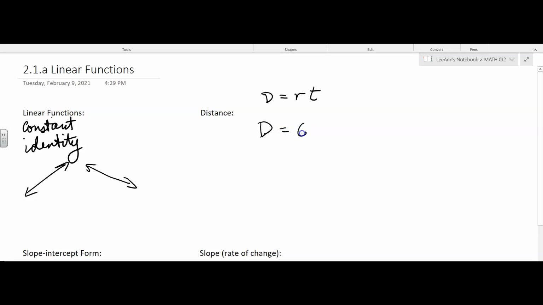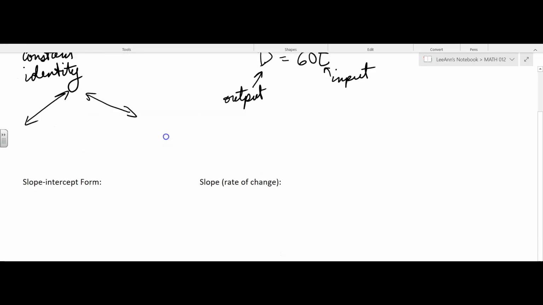So as a function, we're saying the distance is dependent on your rate times time. Well, let's say you're going 60 miles an hour. So you take 60 times the amount of time you're going to be traveling, and then you'll know how far you went, okay? If you traveled for half an hour, you would have only gone 30 miles. If you traveled for 10 hours, you would have gone 600 miles, okay? So it's this relationship of input, you're putting in the time, and you're getting out the distance, okay? So that's kind of an example.